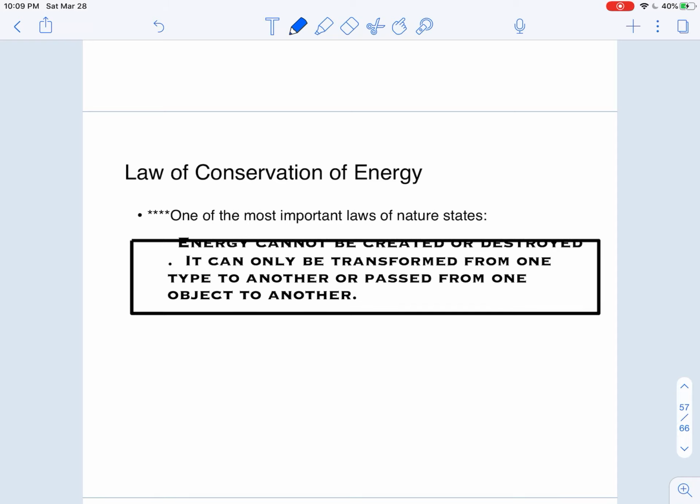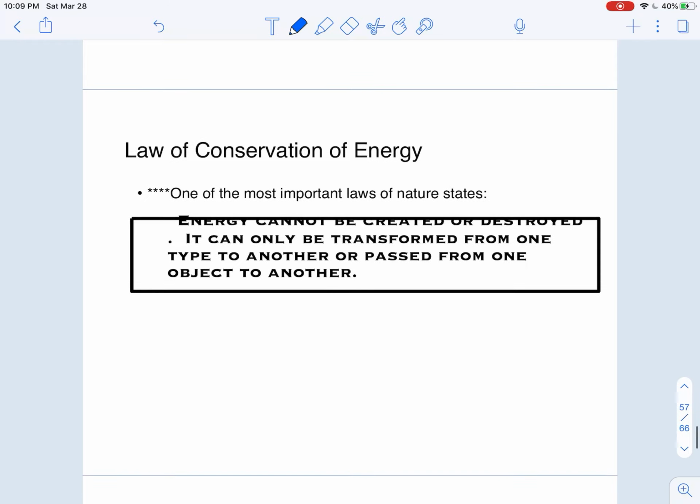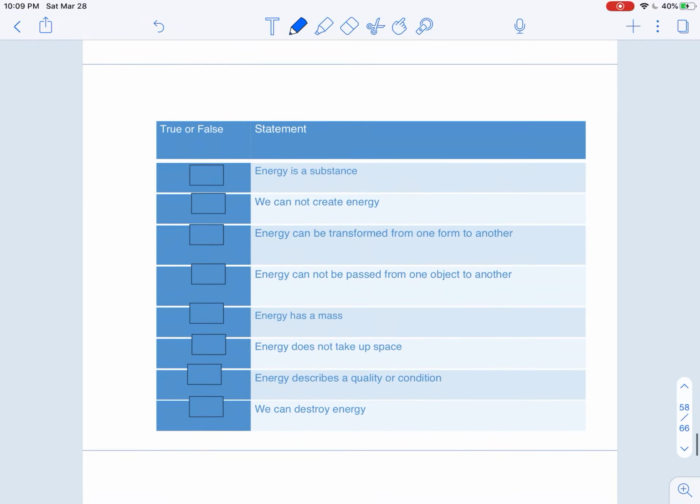And you can have electrical energy going into a toaster, creating heat energy. So those are transformations, but you can't just create energy from nothing.